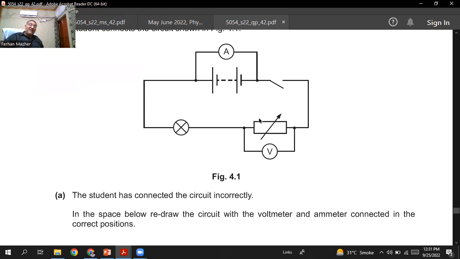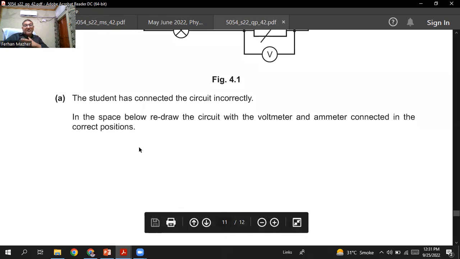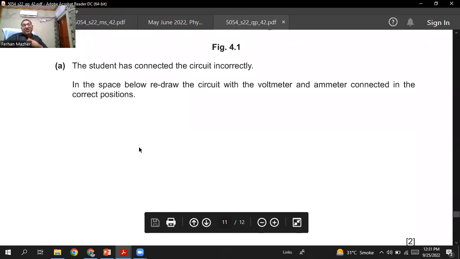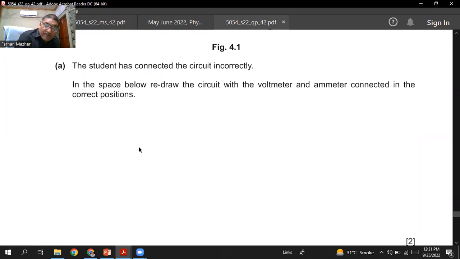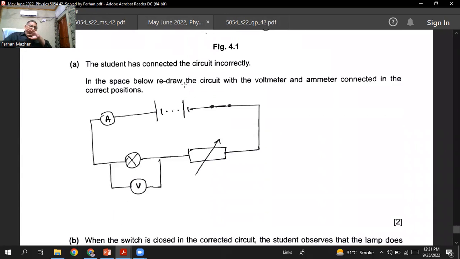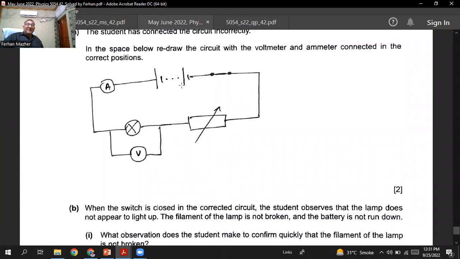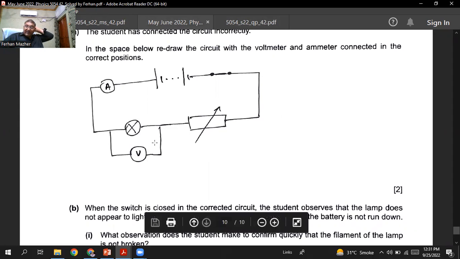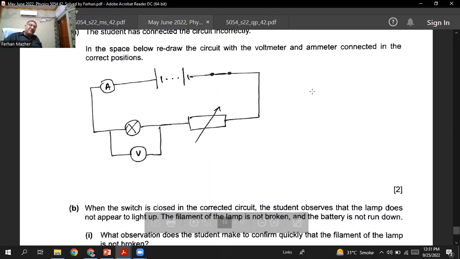This voltmeter should not be here on the variable resistor. It should be here on the lamp so it can measure the voltage drop on the lamp. So the question is, in the space below, redraw the circuit with the voltmeter and ammeter connected in correct positions. So here we have the battery, here we have the ammeter, then we have the lamp, then we have the variable resistor, and there's a voltmeter connected parallel to the lamp.